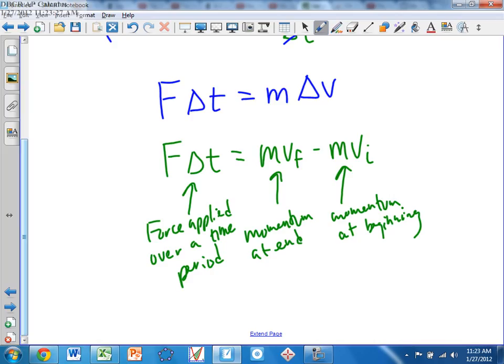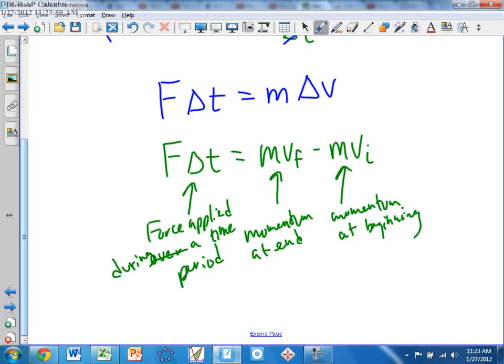So this is where the egg example comes into play. Over means applied. Like relation to, you're right. The word over you think about as divided by, right? But this means you're applying a force during a time period. If you want to use the word during instead of over to get rid of that misconception. Okay? During a time period.